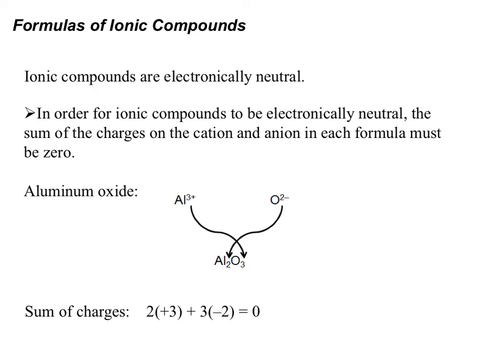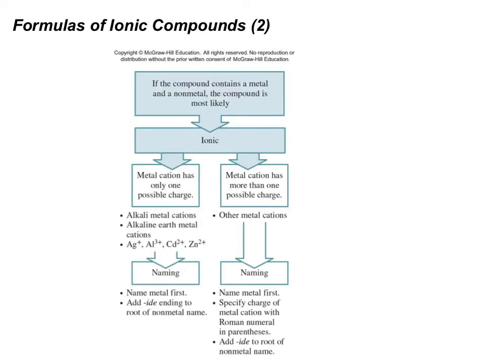So how do we deal with this in conversation? Say I want to talk about aluminum oxide. How do I make sure that I'm talking about Al2O3 without having to say it constantly? Well, luckily there's a naming convention for this. We can follow this chart to figure out how to name our compounds. If the compound contains a metal and a non-metal, the compound is most likely ionic.